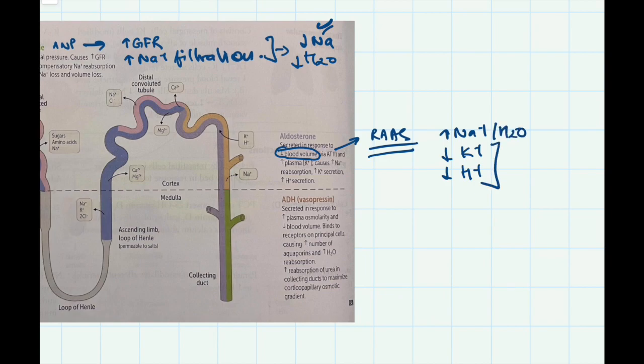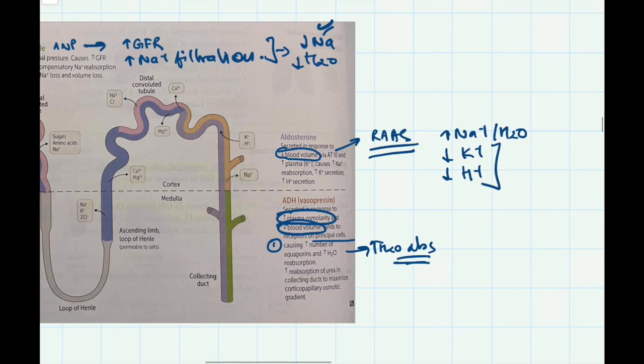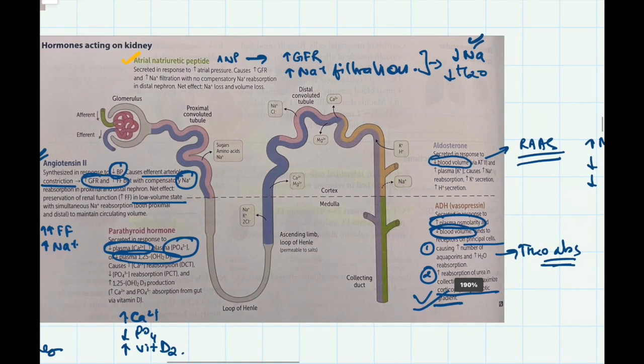Next is the ADH, which is also called as the vasopressin, secreted in response to the increased plasma osmolarity, right, or a decrease in blood volume. So what it does is that it binds to the principal cells and increase the number of aquaporin receptors, which will lead to increased water absorption. Also it causes an increased reabsorption of urea to maintain the corticopapillary osmotic gradient.